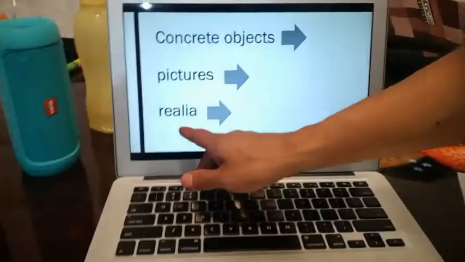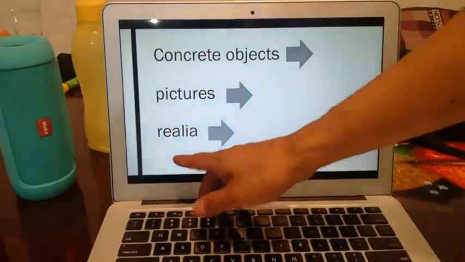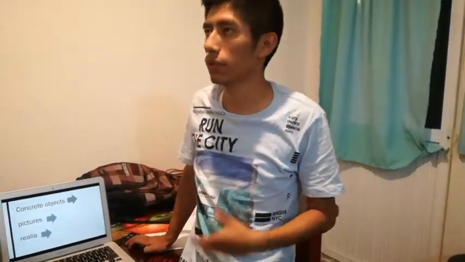And what happens with the realia? In this case, it is the classroom. What happens with the classroom? You can arrange the seating wherever you want. If you want to work in teams, maybe in pairs, maybe individually, it depends. And if you want to make a group activity, it's okay.